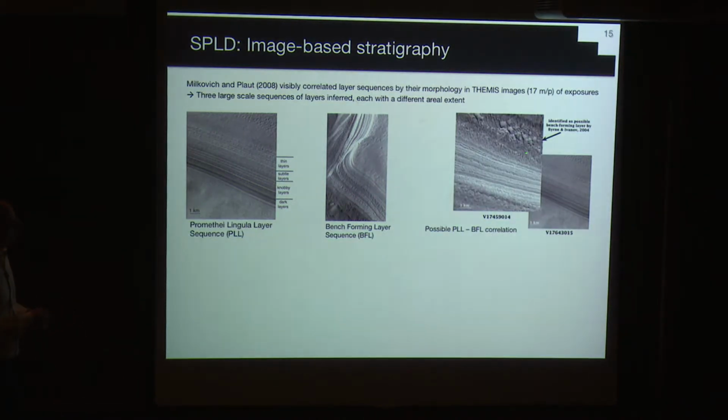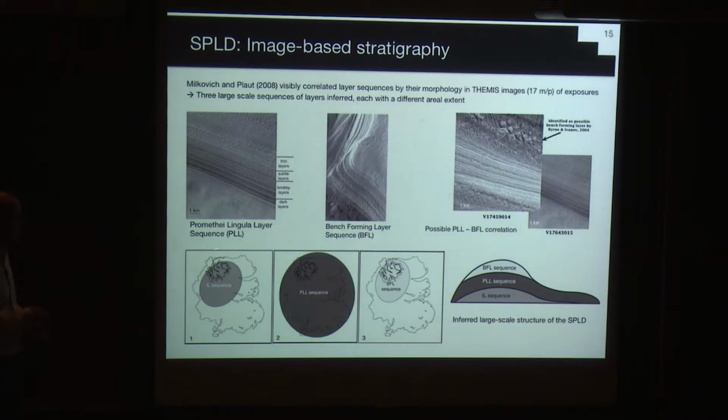This same paper attempted a correlation between these two units by possibly identifying a bench-forming layer in a location where they had possibly identified the same PLL. Now, this wasn't definitive, but they concluded that the BFL was basically on top of the PLL. And so this is their kind of broad stratigraphy that they came up with, where you have the PLL sequence covering all of the area of this SPLD, and then you have the BFL constrained to this area.